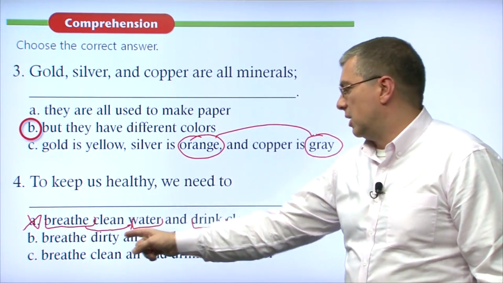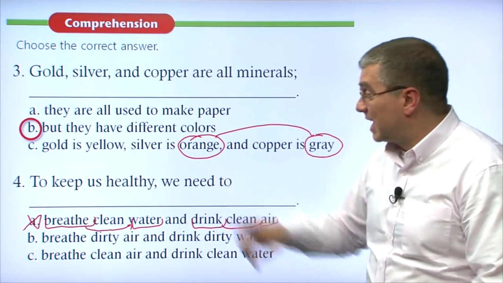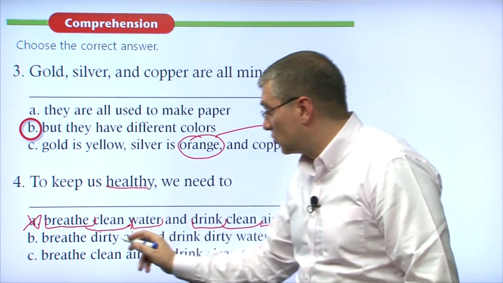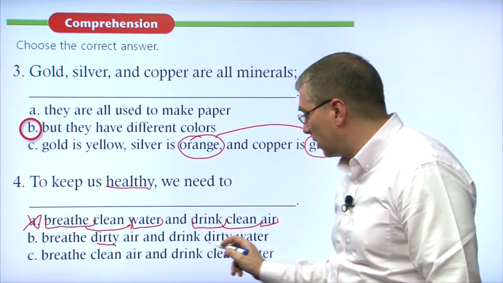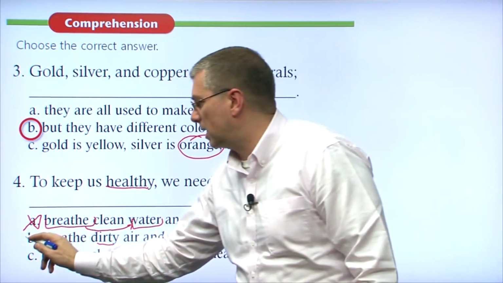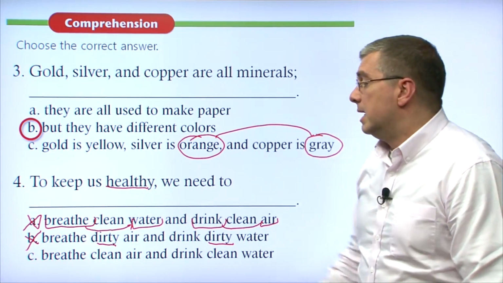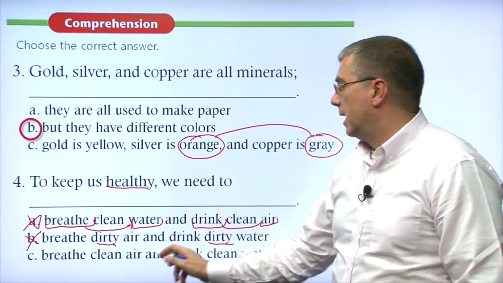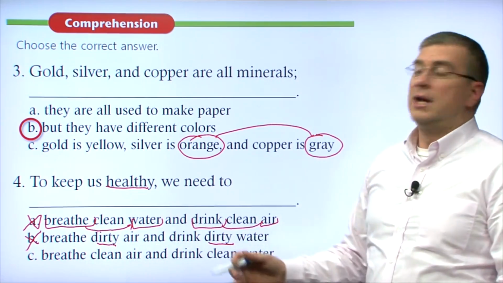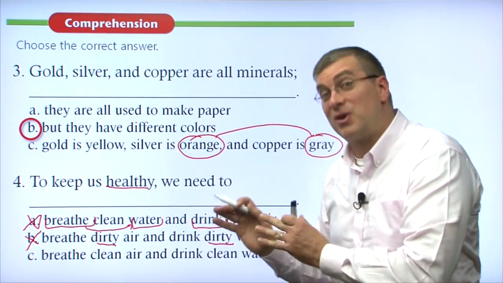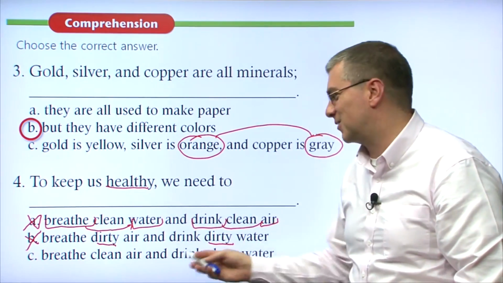B, breathe dirty air and drink dirty water. To keep healthy, you're going to breathe dirty air and drink dirty water? No, again, that's crazy, right? You don't do that. Don't do that. That will make you sick, not healthy. C, breathe clean air and drink clean water. Aha, finally, they put all these things together in the right order on C. That's the right answer, right?